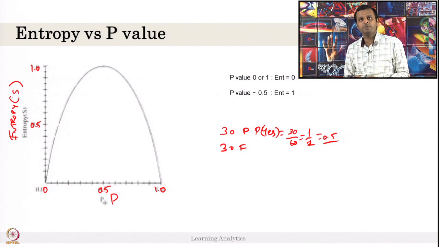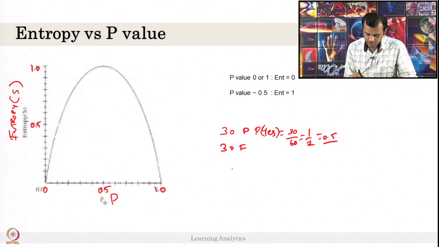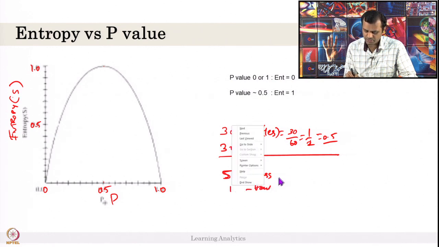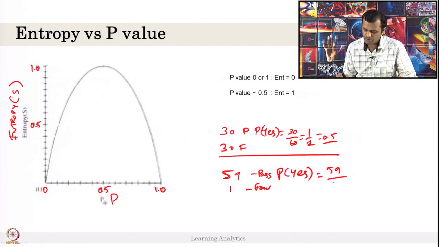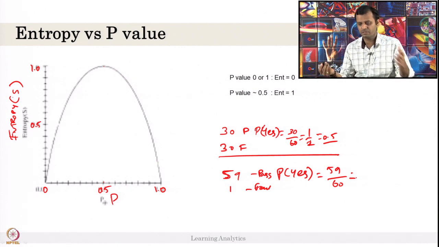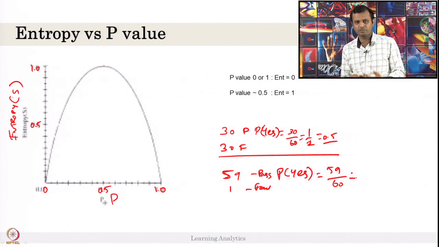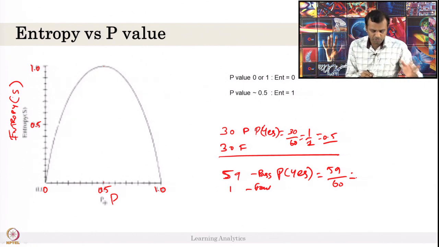Consider I have a probability. Take our same 60 students, and say 59 students pass and only one student fails, right? So the probability of yes is 59 divided by 60, which is almost 1, about 0.94 or something like that. If the probability of yes is almost 1, the entropy will be very minimum.